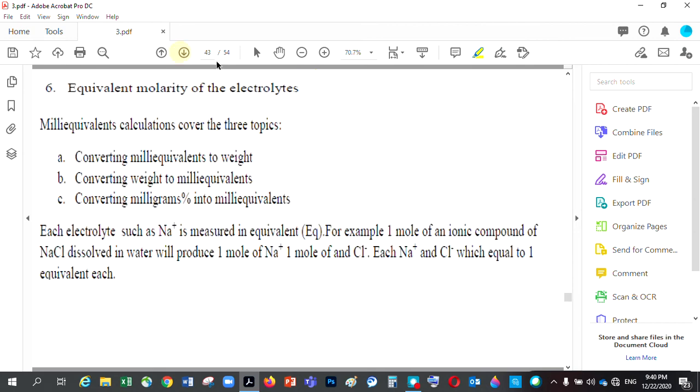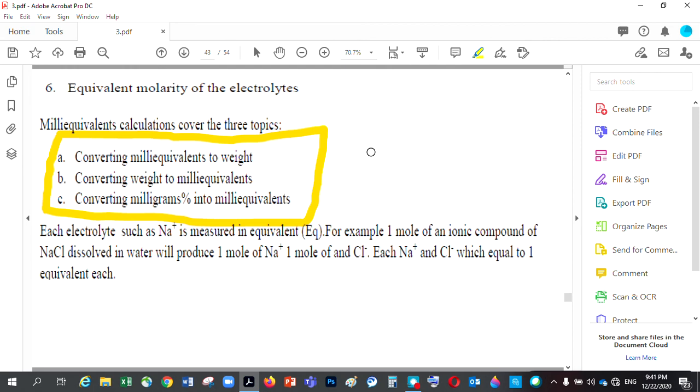So let's go further here. The equivalent molarity of the electrolytes is very unique, especially in electrochemistry. Milliequivalent calculations come in 3 topics, and we can cover one example at a time. First, converting milliequivalent to weight. Converting weight to milliequivalent, that's the opposite direction. And then converting milligram percentage into milliequivalent. Those are the 3 areas where we are dealing with milliequivalents.